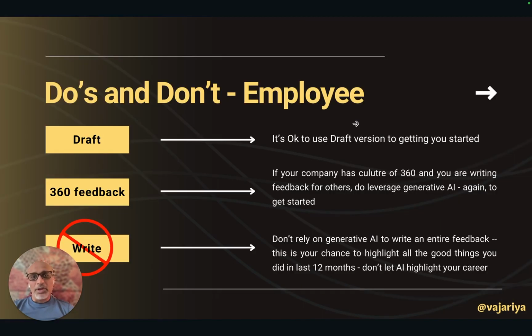Now, if you are an employee who is writing a performance feedback about yourself, or if your company has a 360 feedback, then you are writing about others, then it's okay to use generative AI to create a draft version of your performance feedback. Similarly, it's okay to use generative AI for your friends, for your colleagues, if you are doing a 360 view, and come up with a draft version of it. Then you want to rewrite based on your own sentences, based on your own thinking.